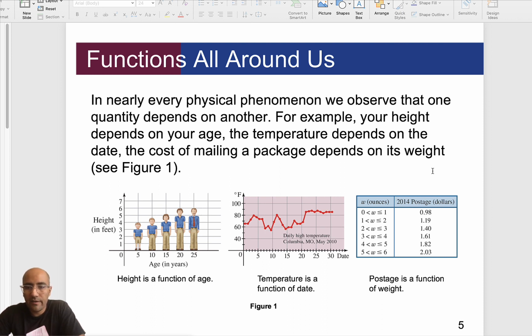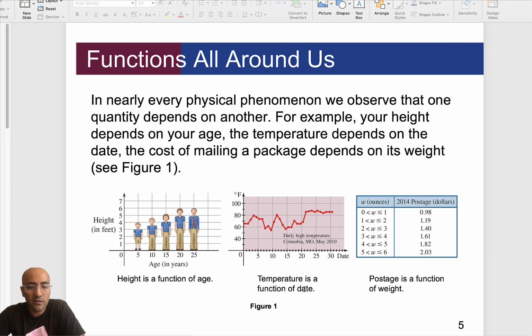And here we have postage prices as of 2014. So the price of mailing an object is dependent on the weight of the object to a certain extent, right? So something weighs between 0 to 1 ounce. This is what they charge, 98 cents. Something weighs between 4 to 5 ounces, inclusive of 5. They charge $1.82. So postage is a function of weight.